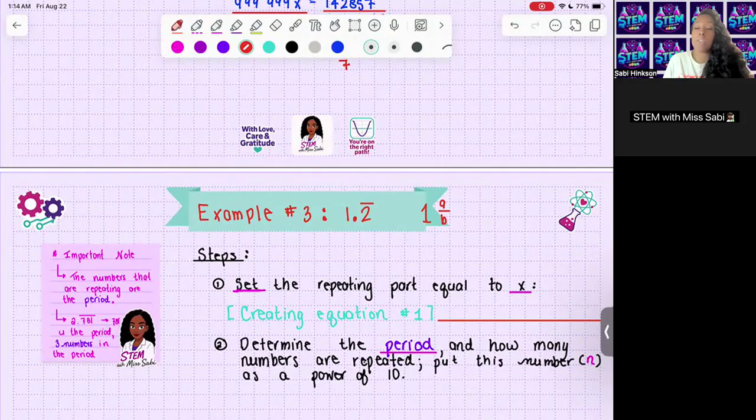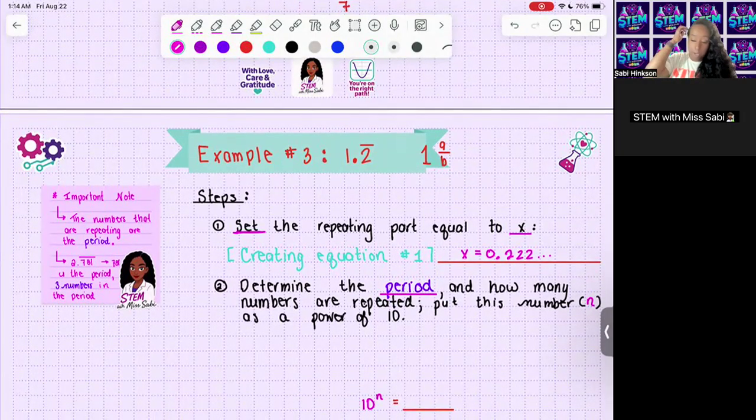So what we are trying to figure out is the A over B part. So for now, we're just going to leave the 1 alone because it's not the problem. It's not the repeating decimal, right? It's the point 2 part. So we're going to set the repeating decimal part of this number equal to x. Okay, so then we have x is equal to 0.222, and we know that it goes on and on forever. Determine the period. 2 is the only number, so the period is 2. The only number that repeats is 2, so n equals 1.